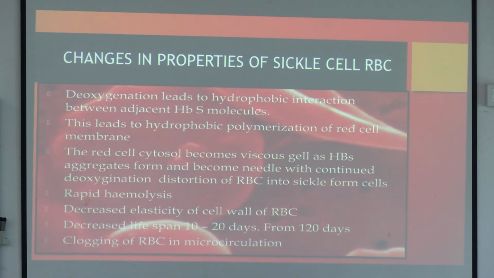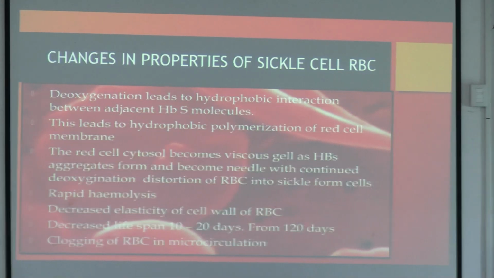So deoxygenation leads to hydrophobic interaction between adjacent HbS molecules, hydrophobic polymerization of the red cell membrane. The red cell cytosol becomes a viscous gel as hemoglobin aggregates form, and with continued deoxygenation, distortion of RBC into sickle form cells. So due to decreased elasticity, the normal lifespan of RBC is 120 days, that has been drastically decreased to 10 days in sickle cell disease.